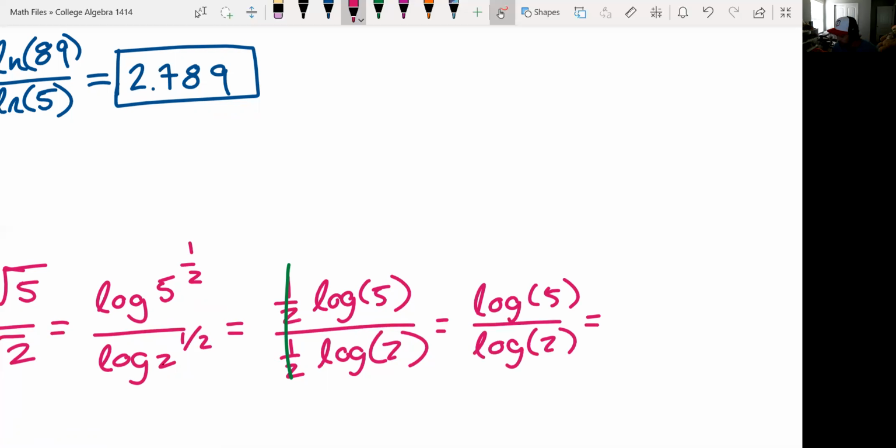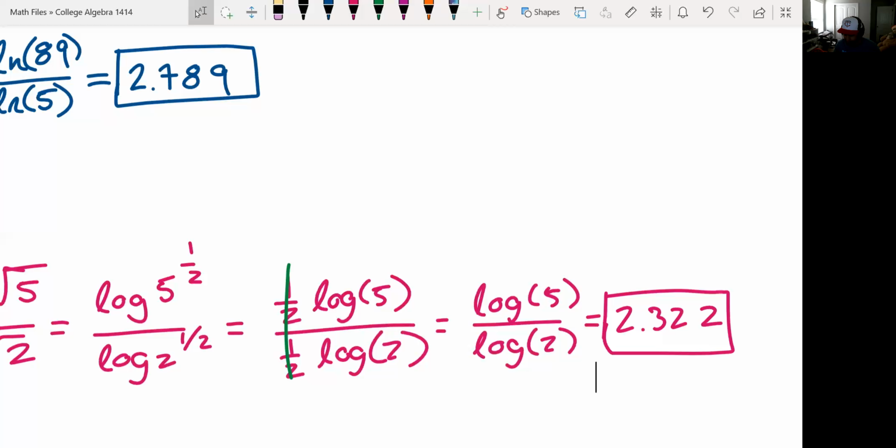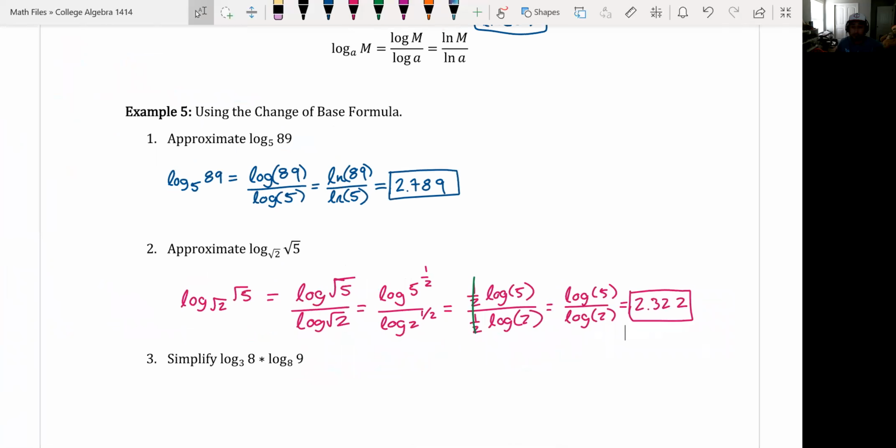And I'll just do that real fast. Log 5 over log 2. Or natural log 5 over natural log 2. No matter which way you go about it, you'll get 2.322. Woohoo, look at that. Okay.